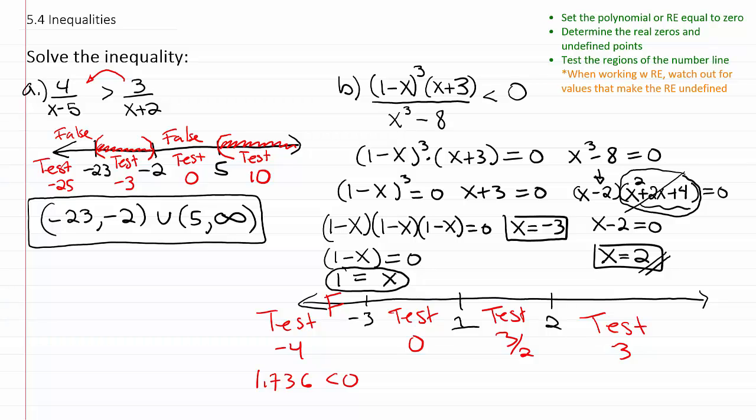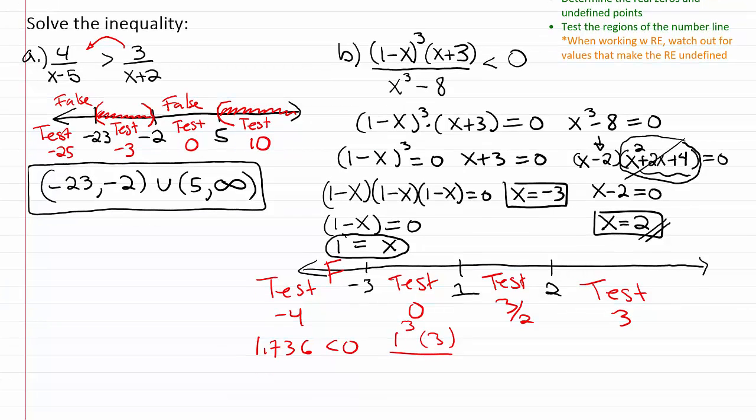Let's see what happens if we test 0. 0 we can write out because it's so easy, right? It'll be 1 minus 0 cubed, or in other words, 1 cubed. Then it'll be 3 in the numerator, because 0 plus 3 is just 3. And then finally, you'll have 0 minus 8 in the denominator, or just minus 8, right? And then, of course, when you evaluate that, you end up with -3/8, which is less than 0, so that makes this part of the number line indeed true, right? Rounded brackets here and rounded brackets here, right? All right, good.